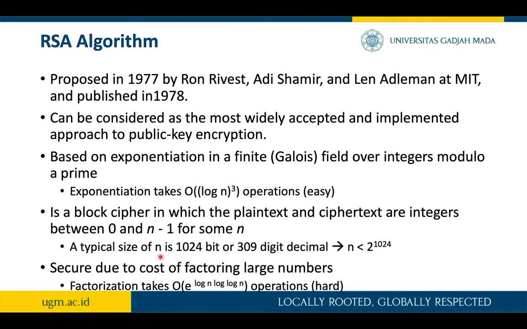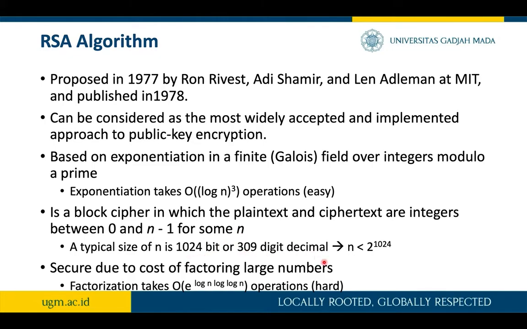The typical size of n here is 1024 bits, or a 309-digit decimal. So integers here are between 0 and n minus 1 for some n. And the size of n here is 1024 bits.